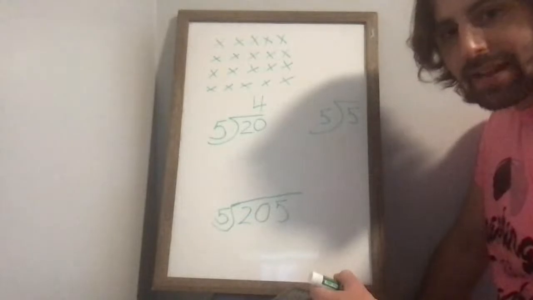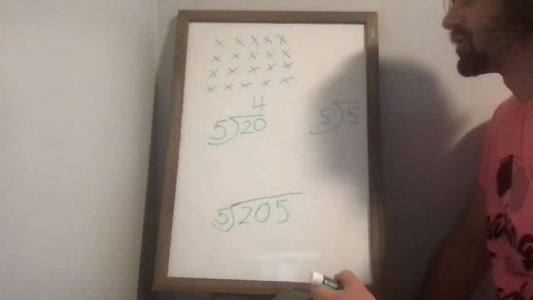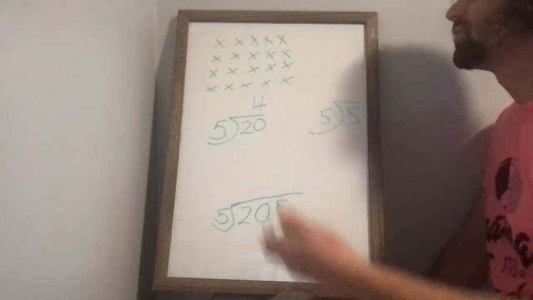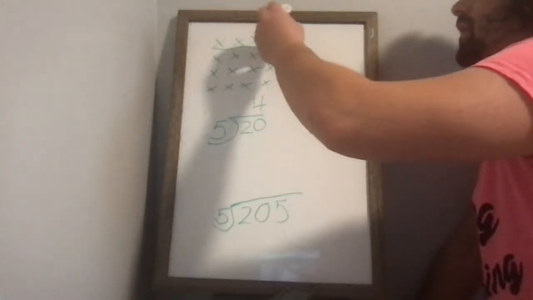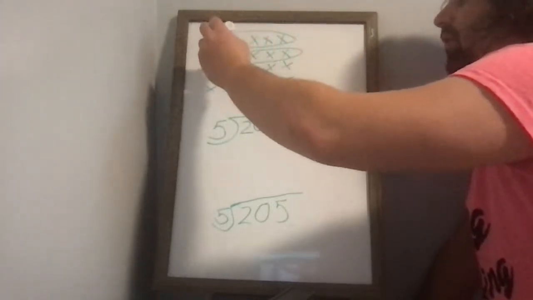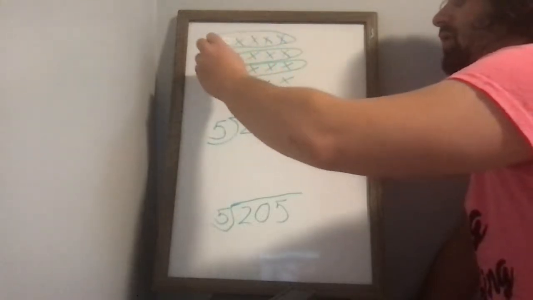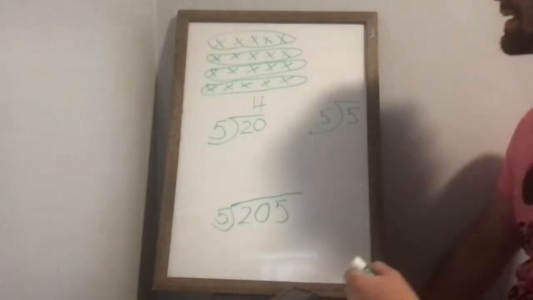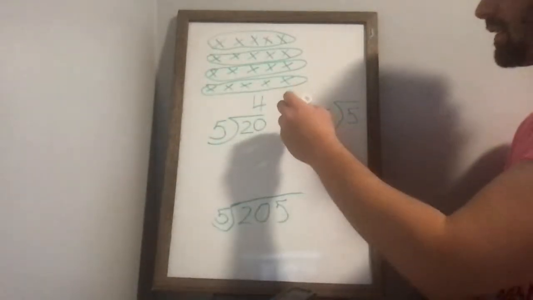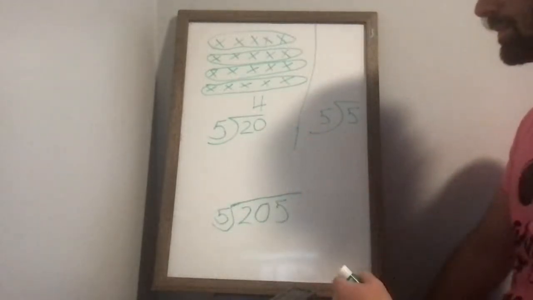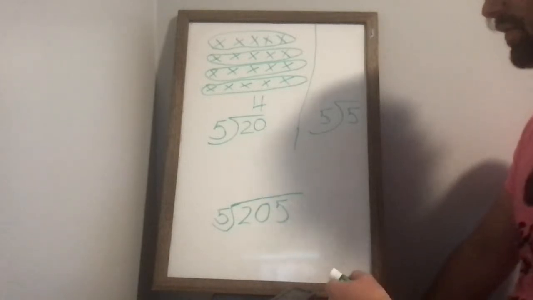Now, a lot of times I like to draw a circle around each group just to make it stand out more. If you're able to find the answer just making your rows, then that's okay too. But I like to draw a circle around each group. So we have our 1 group, 2 groups, 3 groups, 4 groups. So I want to make a line just to separate this problem from the other problem. So 20 divided by 5 equals 4.